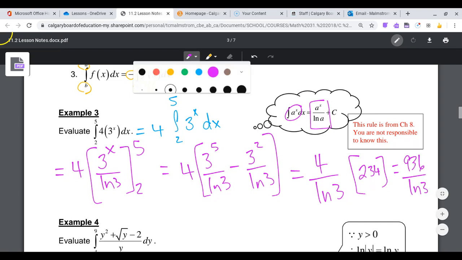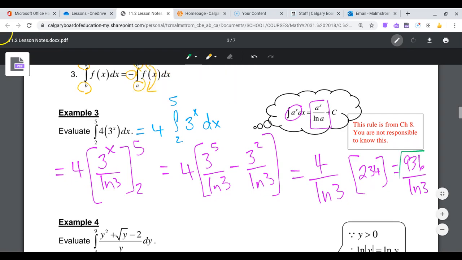Okay, so that ln 3 is the natural logarithm. It's log base... so this is equal to log x base 3. So ln x is equal to log x, not base 3, sorry, base e. Oh dear, base e. Okay, base e, which we would have learned in chapter 8.